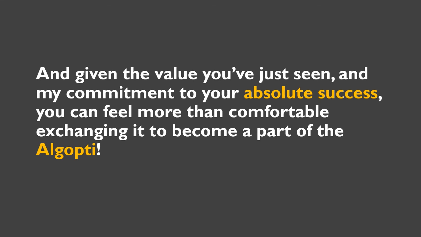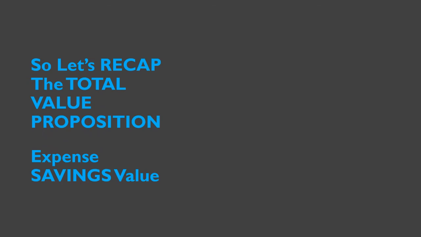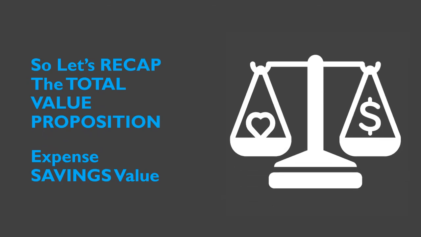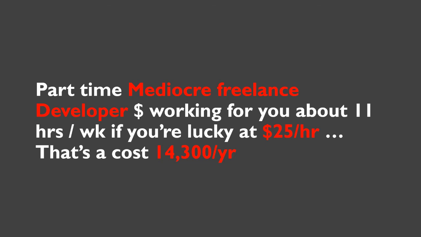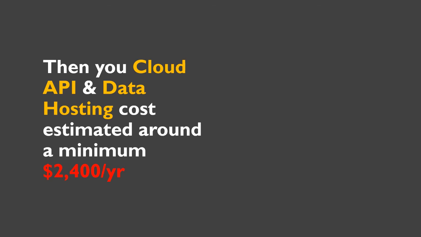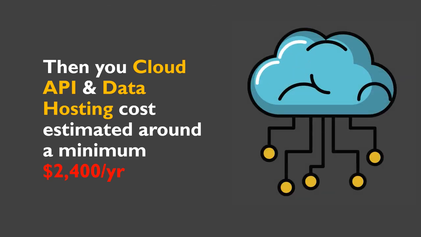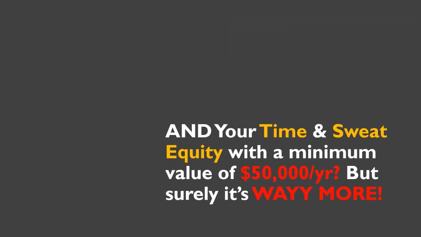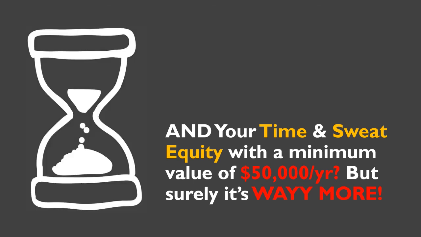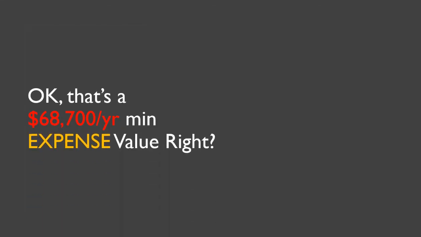So let's recap the total value proposition. First, you've got your part-time mediocre freelance developer working for about 11 hours per week, if you're lucky, at $25 per hour. That's a cost of $14,300 per year. Then you've got your historical market data, which costs about $2,000 per year. Then you've got your cloud API and data hosting costs estimated around $2,400 per year at a minimum. And then we've got your time and sweat equity, which is valued at $50,000 per year, but surely it's way more. You and I both know this, right? Okay, so that's a $68,700 per year minimum expense value, right?